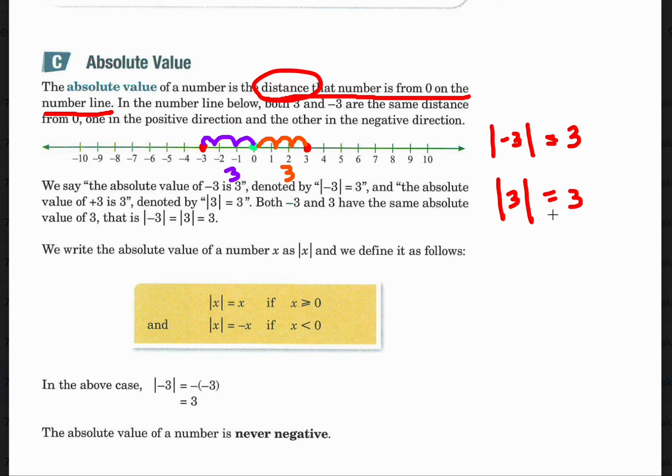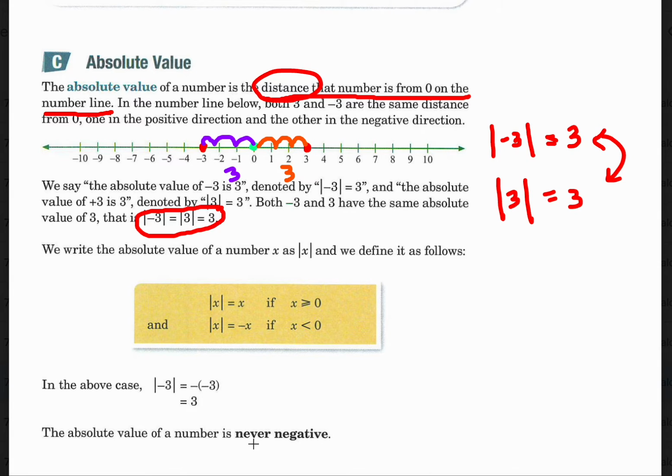Okay? So that's why right here, you can say that the absolute value of negative 3 is really equal to the absolute value of positive 3 because they're both equal to the value of 3. These two are actually equal to each other because these two numbers are the same distance away from 0. One's just on the right and one's just on the left. Because remember, absolute value is the distance.